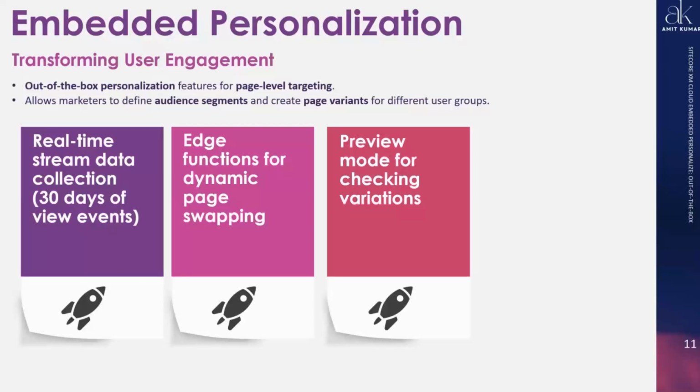Preview mode for checking variation. It means that whenever you are applying any changes, suppose you have a condition that if I am coming from this location, show this, right? You can directly check in the Sitecore pages editor how the condition is running, and you can easily verify that in the embedded personalization.